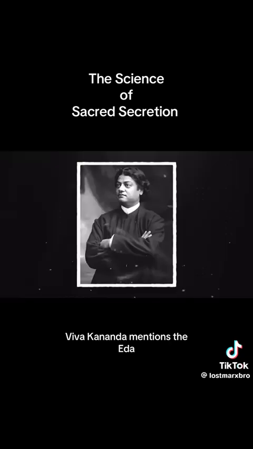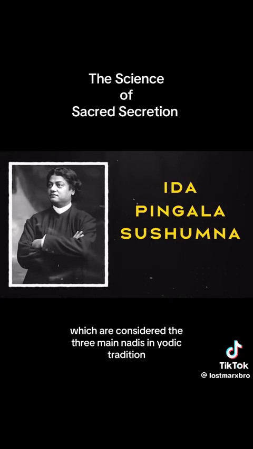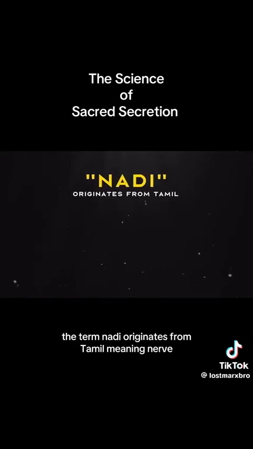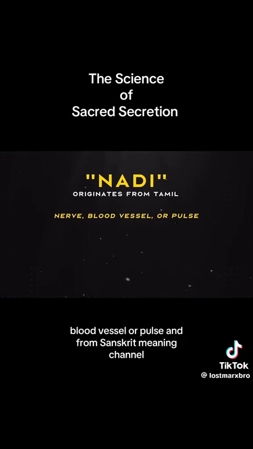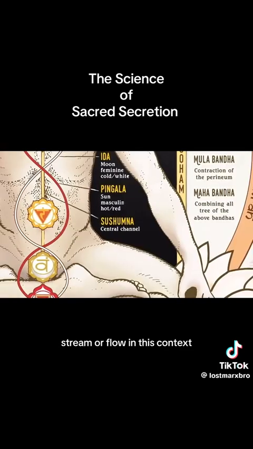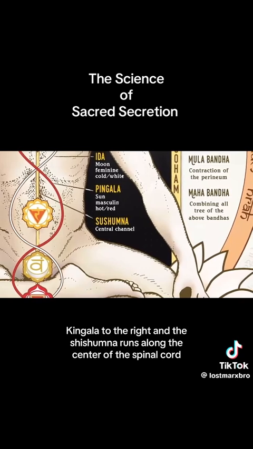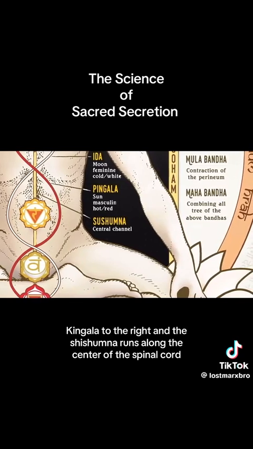Vivekananda mentions the Ida, Pingala, and Sushumna, which are considered the three main nadis in yogic tradition. The term nadi originates from Tamil, meaning nerve, blood vessel, or pulse, and from Sanskrit, meaning channel, stream, or flow. In this context, Ida is positioned to the left of the spine, Pingala to the right, and the Sushumna runs along the center of the spinal cord.